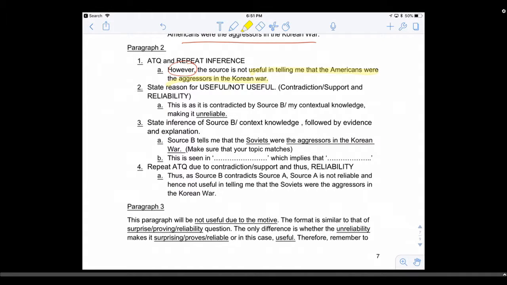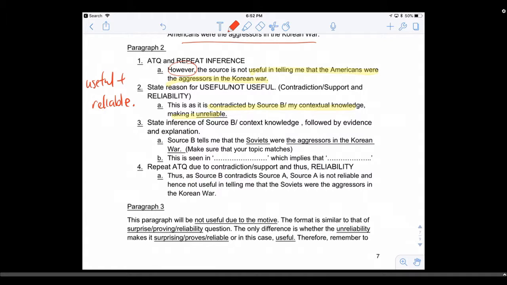Right? Repeat inference. I cannot emphasize this enough. You have to repeat your inference again: not useful in telling me Americans were aggressive. Finally, you state why. Why is it not useful? If you're doing cross-reference for usefulness, it has to go hand in hand with reliability. So it is not useful because it's contradicted by another source on my CK, making it unreliable. Usefulness and unreliability must go hand in hand, right? So useful plus reliable, or not useful and unreliable, okay? Then you tell me the opposite thing.